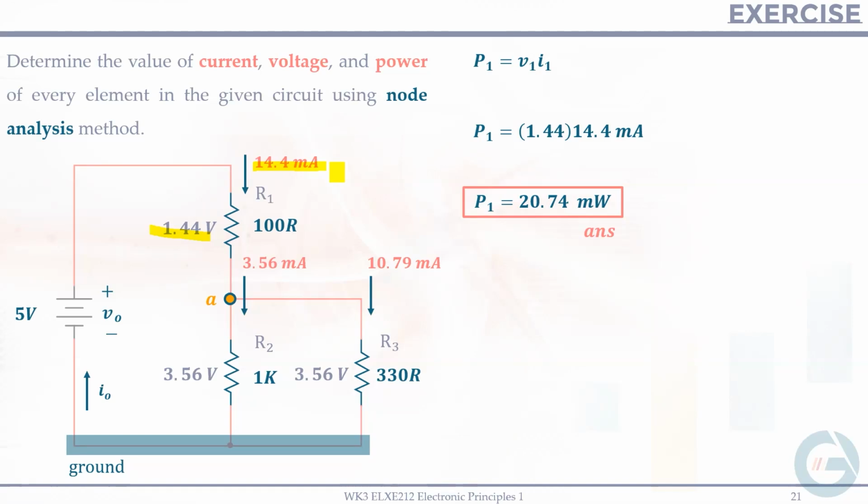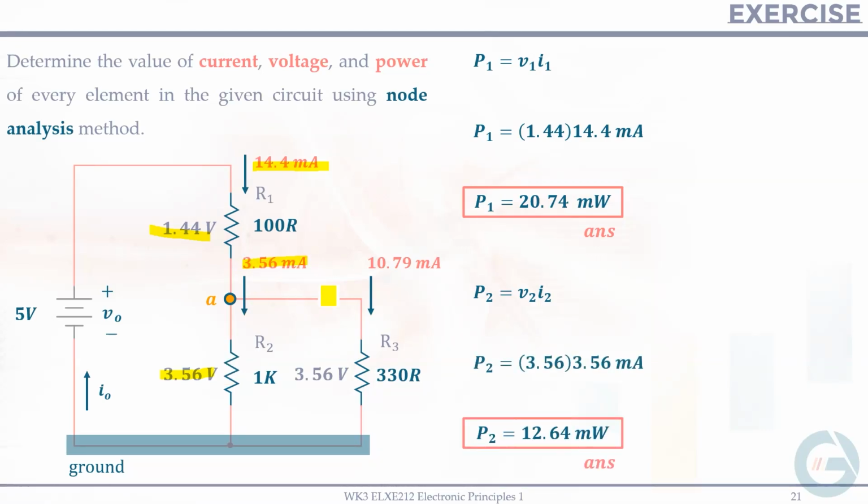So for P2, we have 3.56 volts multiplied by 3.56 milliampere, and that will give us 12.64 milliwatt. And the last one is P3, which is V3 times the current I3. So that will give us 38.41 milliwatt.